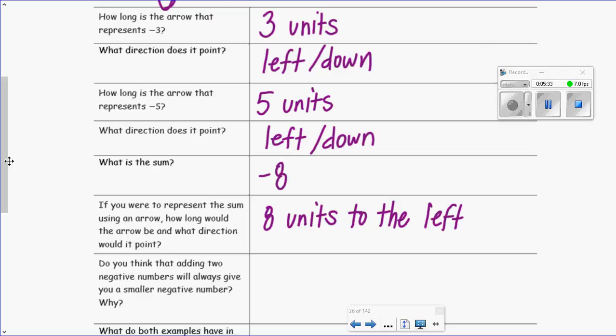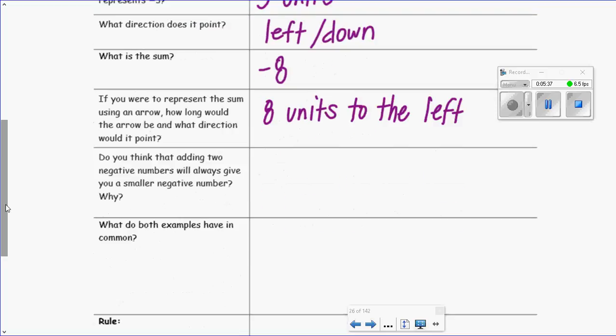So do you think that adding two negative numbers will always give you a smaller negative? And I kind of want to pay attention to that "smaller." That's what really tricks kids up. They think smaller is getting to be a smaller absolute value, but smaller means lower. So it helps to think of temperatures. -8 is colder than -3 or -5. If you have -$8 in your bank account, that's smaller or lower than -5 and -3.